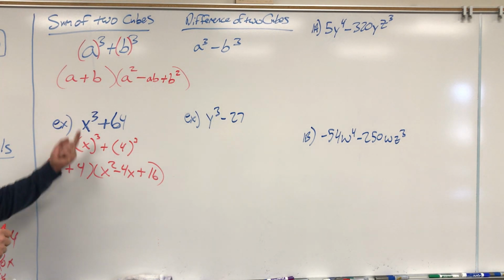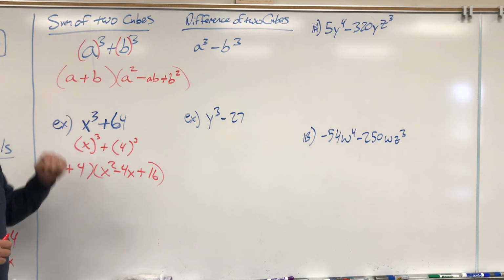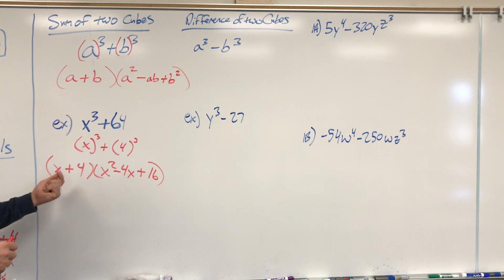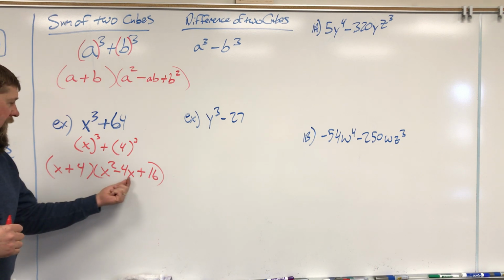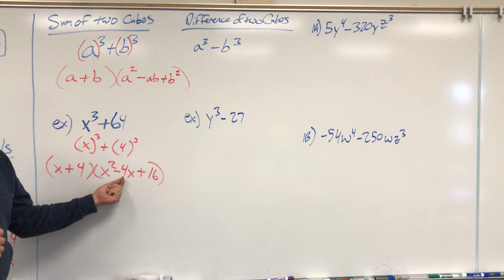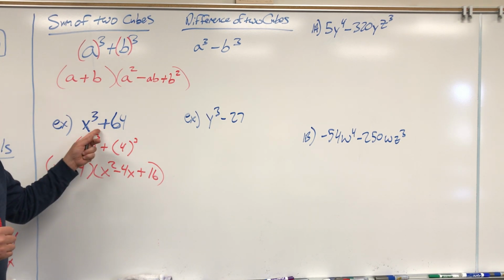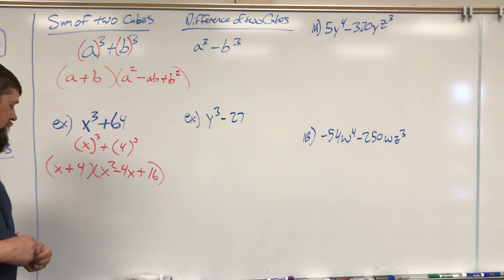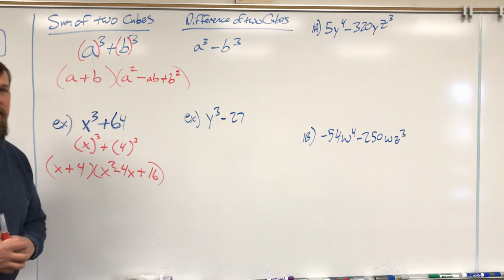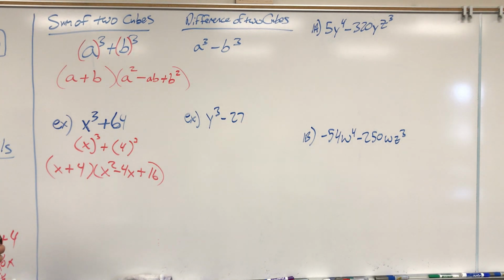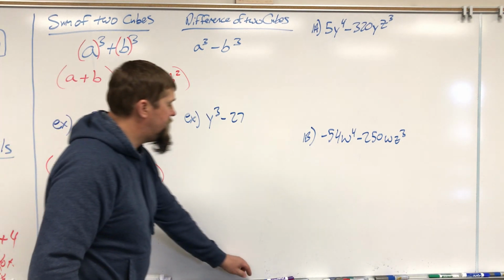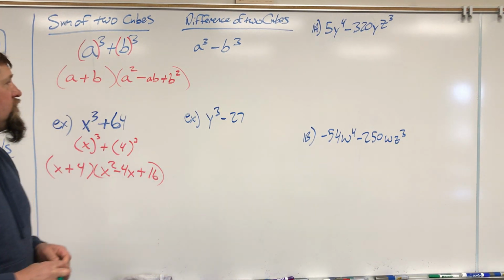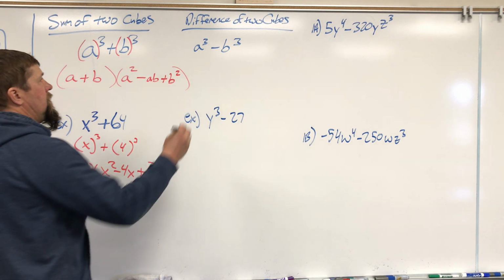Now, take a look at that. Look at the pattern. It follows the pattern perfectly. You can always double check to see if you do this right by multiplying these two things back together. And if you do that, you should get x cubed plus 64. Okay, so that is the sum of two cubes. There's an example. The difference of two cubes is just about identical.